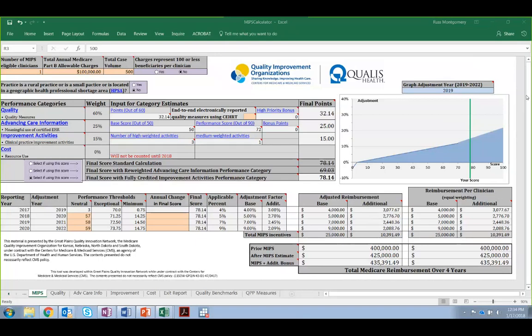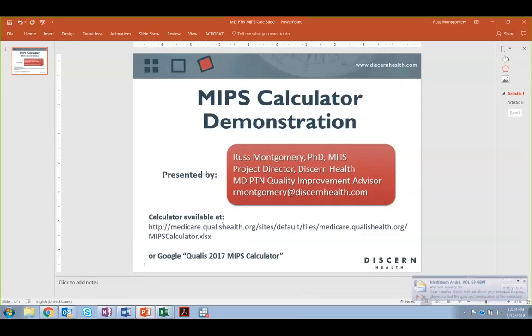The next question is, is the MIPS calculator free to use? Yes, this is a free, publicly available tool. I'll show again the link that you can use to find the calculator. Again, you can Google Qualis, Q-U-A-L-I-S, MIPS calculator, and I'm sure you can find it that way.